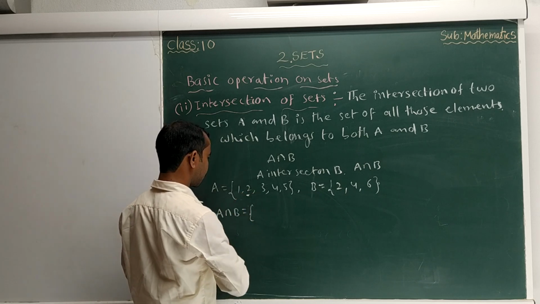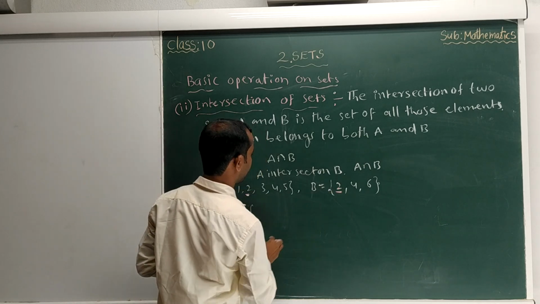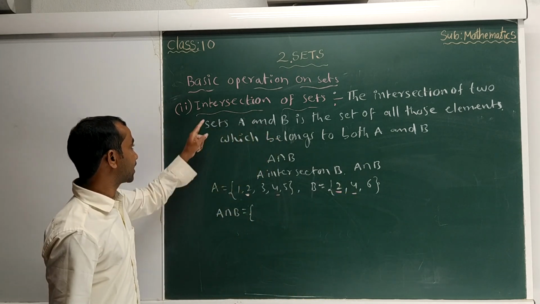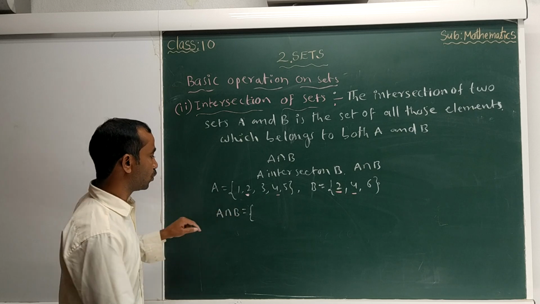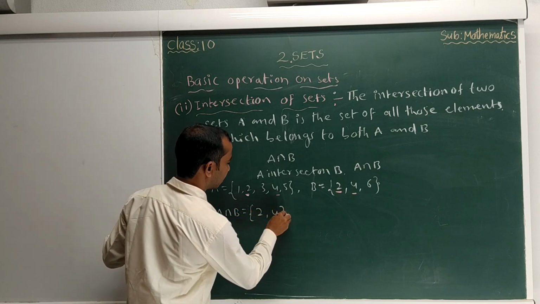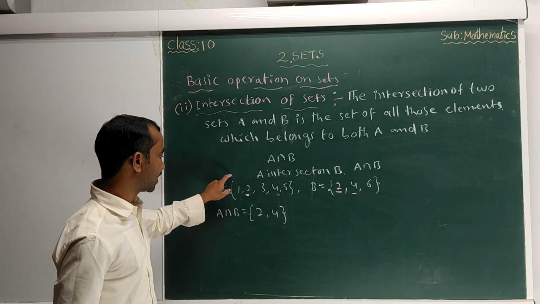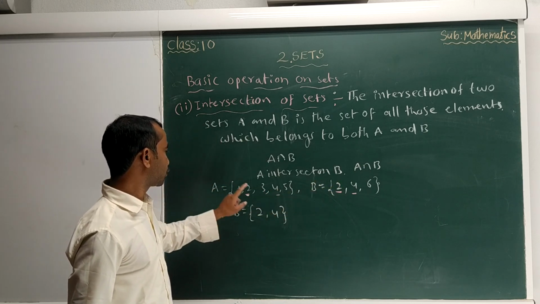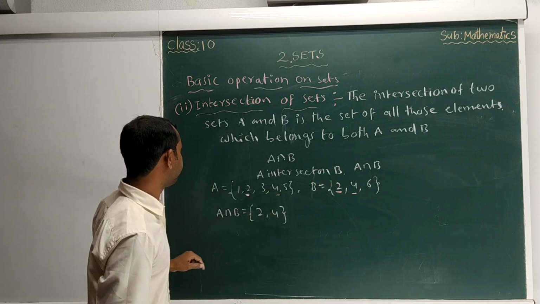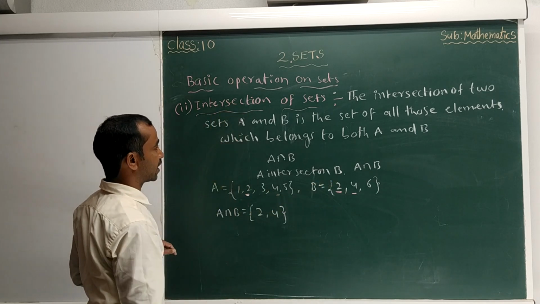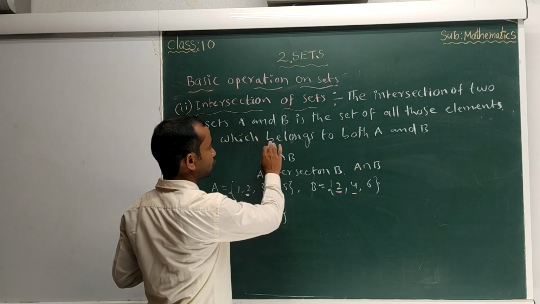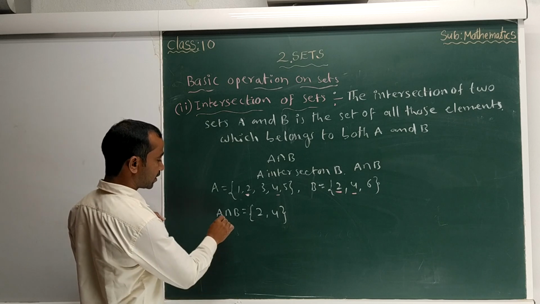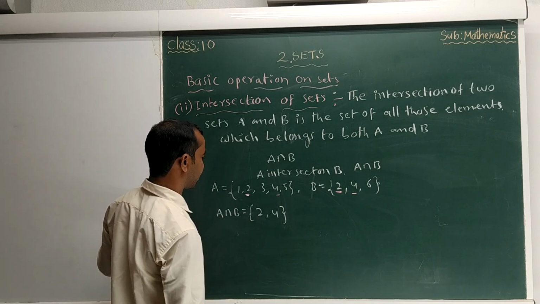Here 2 is a common element and 4 is also a common element. So intersection of sets A and B equals {2, 4}. Okay. So 2 belongs to set A and belongs to set B. 4 also belongs to set A and set B. So the intersection of two sets is the elements that belong to both set A and B. This is the roster form of the intersection.